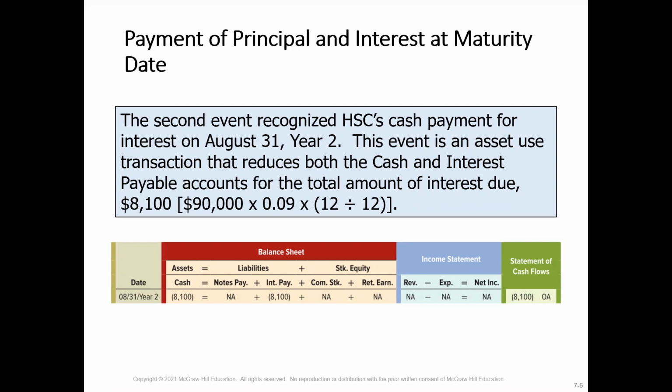So the interest, which is paid on August 31st, year two, they do mention it's an asset use transaction. So we are decreasing cash and not affecting any other assets. What we're doing is decreasing an asset and decreasing a liability account, and the liability account being interest payable. So we would have a statement of cash flows event, and that's $8,100 outflow of operating activities for the interest expense.